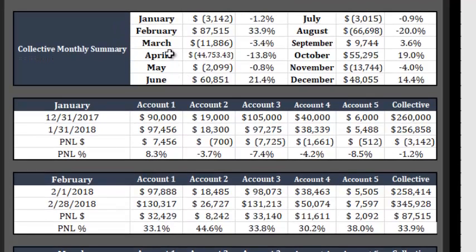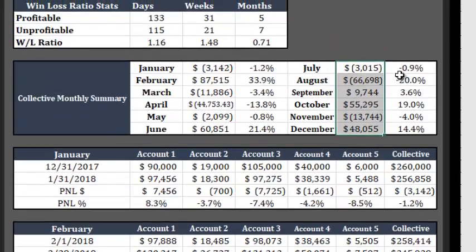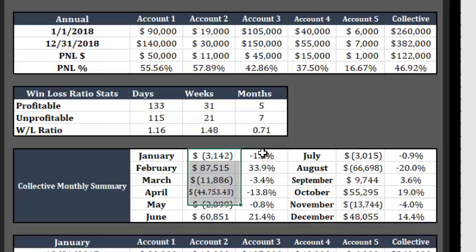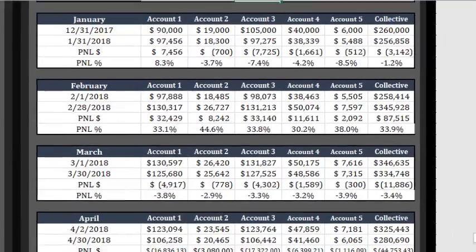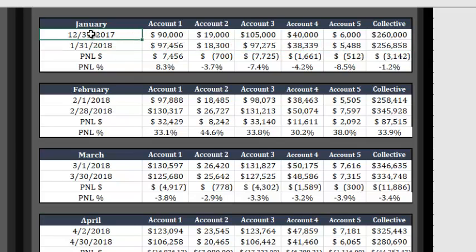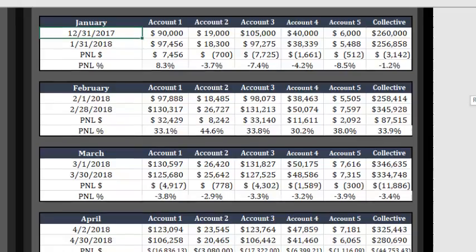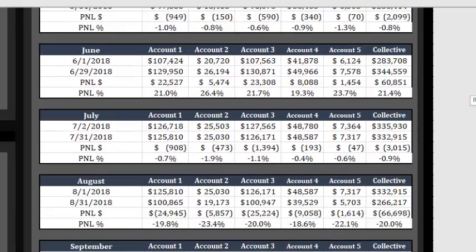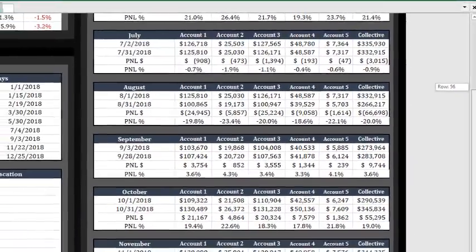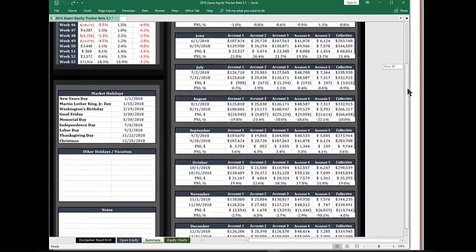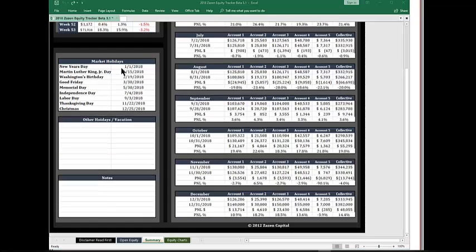It also gives a collective monthly overview, so you can see how you did January through December. It gives you a dollar figure again, as well as a percentage gain or loss. Then you get a month-by-month breakdown, or your beginning balance as of the last day of the prior year for each account, and then the P&L in a dollar and percent amount, and that's for each and every month. So you can really break down your performance and see how you are doing, not only day to day, week to week, but also month to month and annually. There's a section to make a note of holidays, as well as other notes that you might have regarding holidays or vacations, or your equity curve.